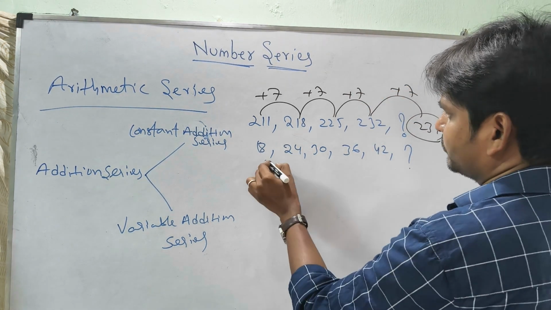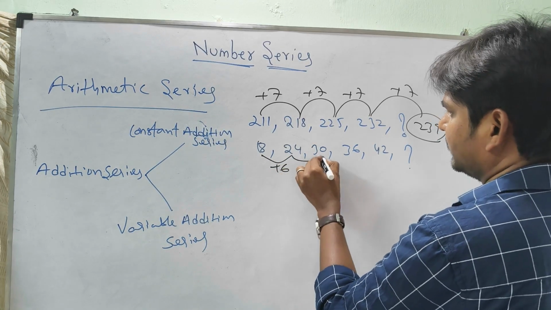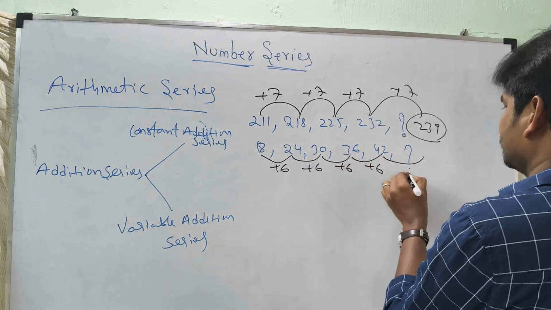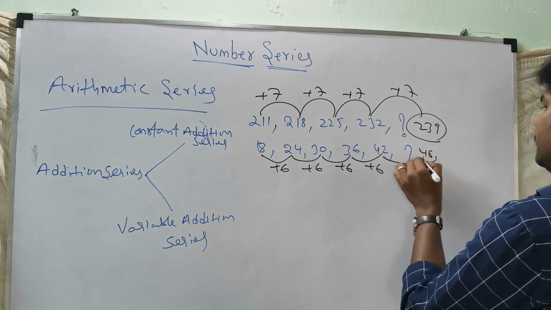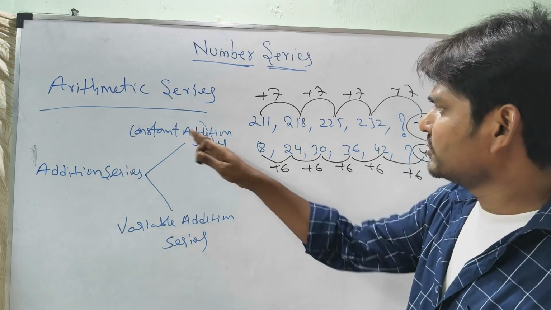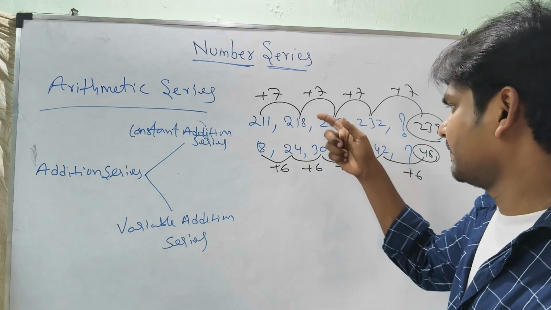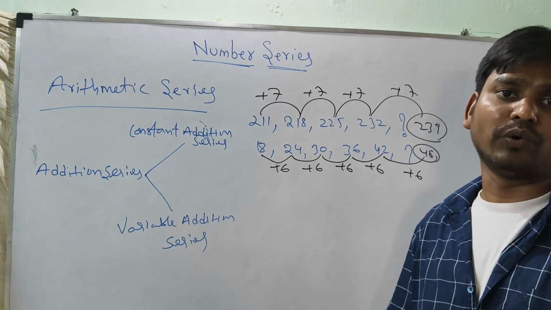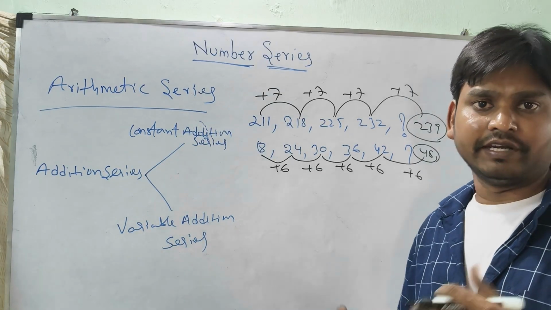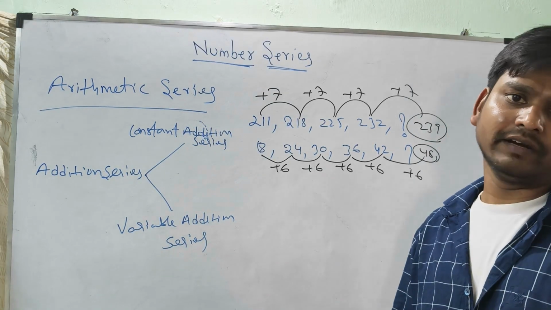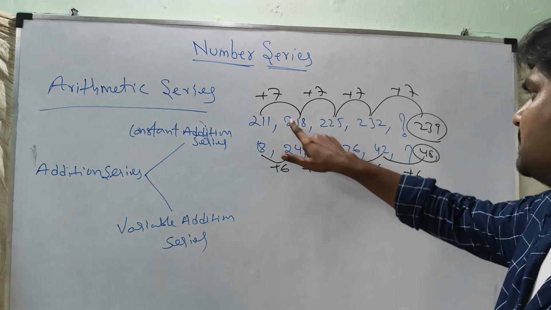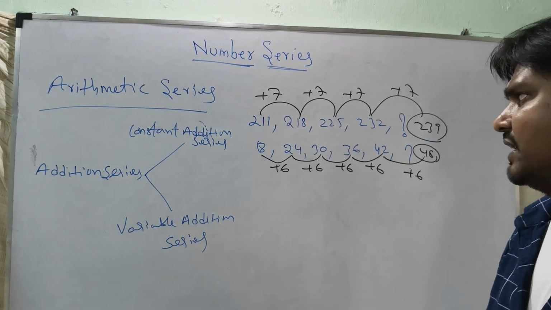So the second example is what? Here you are adding by 6. Correct? Adding by 6. Adding by 6. Next would also be adding by 6. You will get 48. See, constant addition series means what? It can be 7, it can be 6, it can be 200, it can be 1 lakh, it can be 115, it can be 210, whatever it may be. So here every time, from previous term to next term, you are adding the same number.